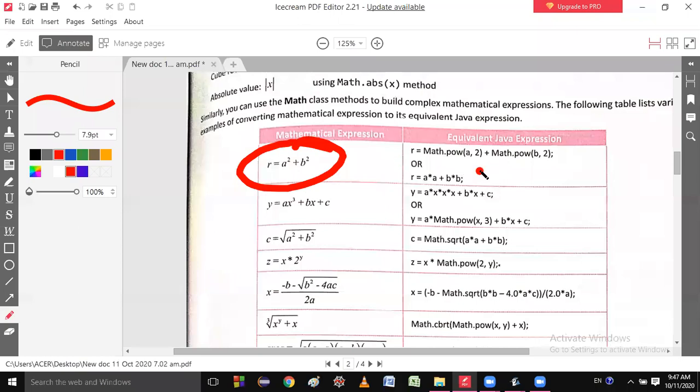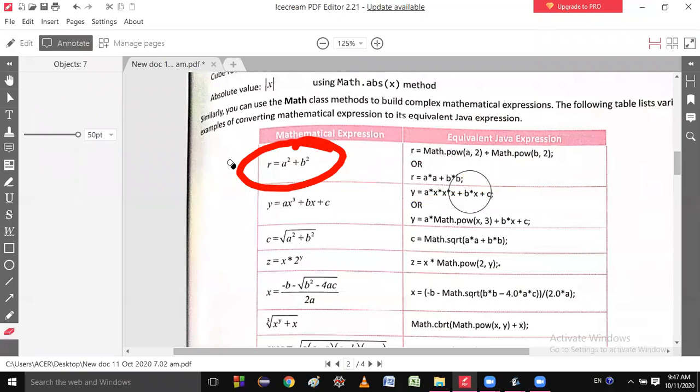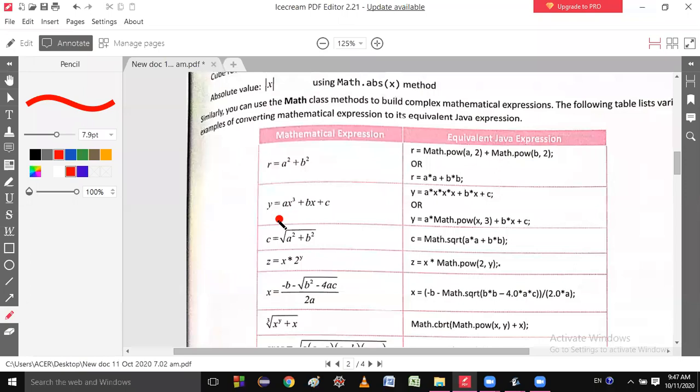But this is the very easy way: r equal to a multiply a, b multiply b. Okay? Next one, y equal to ax cube plus bx plus c. You can use these two methods. Is it clear? Yes, sir. Next one, c equal to root a square plus b square.